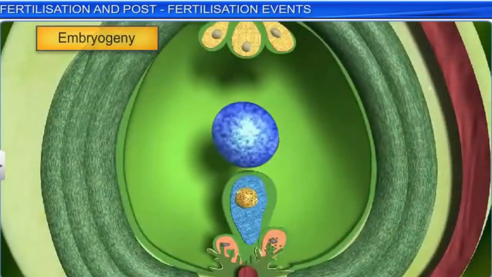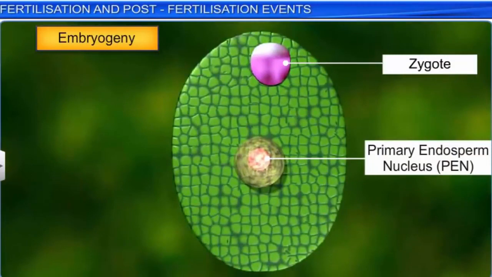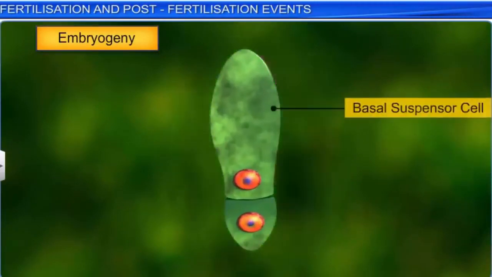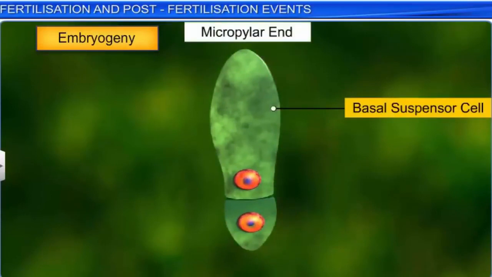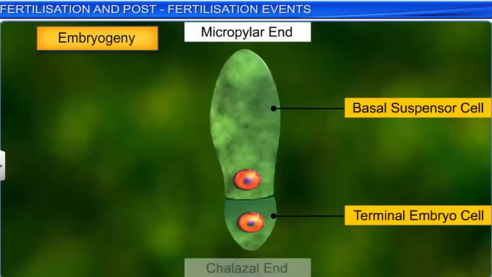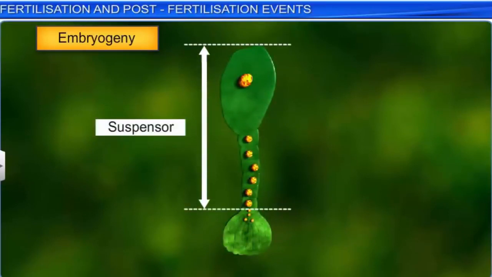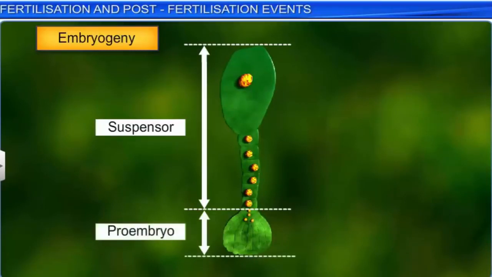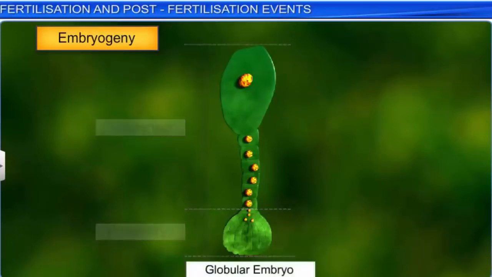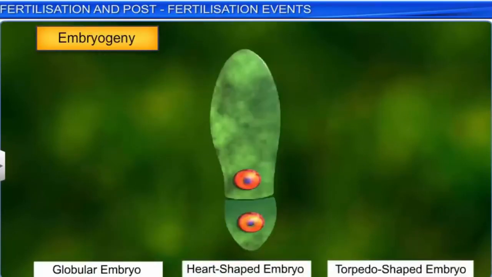Studies by botanists have revealed that during early embryogeny, the zygote divides into two cells. The basal suspensor cell towards the micropylar end and a terminal embryo cell towards the chalazial end. The basal suspensor cell further undergoes mitotic divisions and forms 4 to 8 cells which push the terminal embryo cell into the tissue of the endosperm to allow it to derive nourishment. Moreover, the terminal embryo cell also undergoes divisions to form a group of cells known as proembryo, which subsequently develops into a globular, heart-shaped and torpedo-shaped mature embryo.